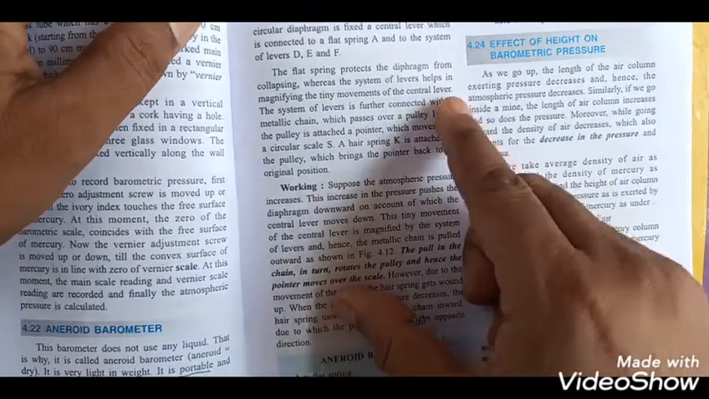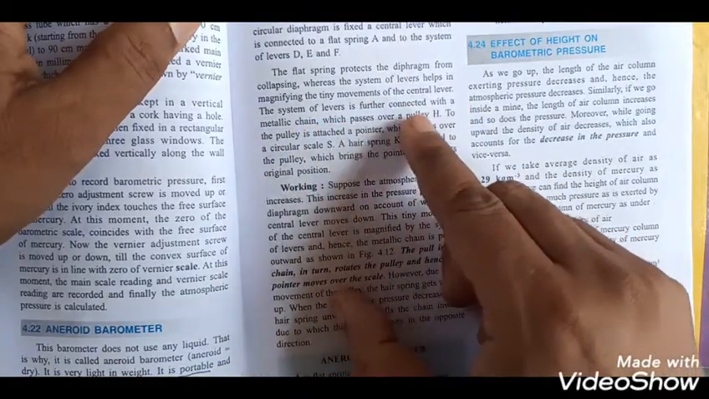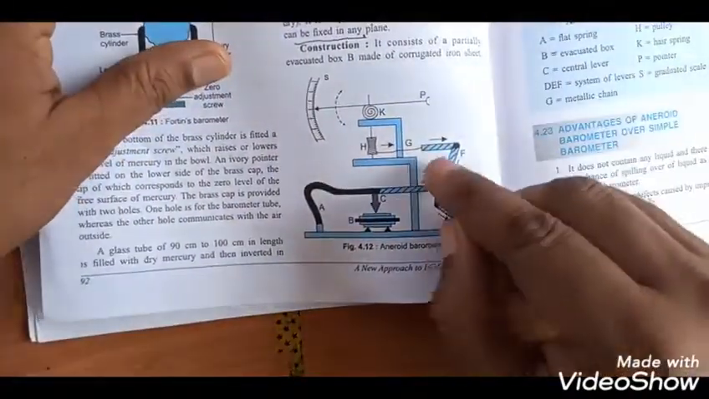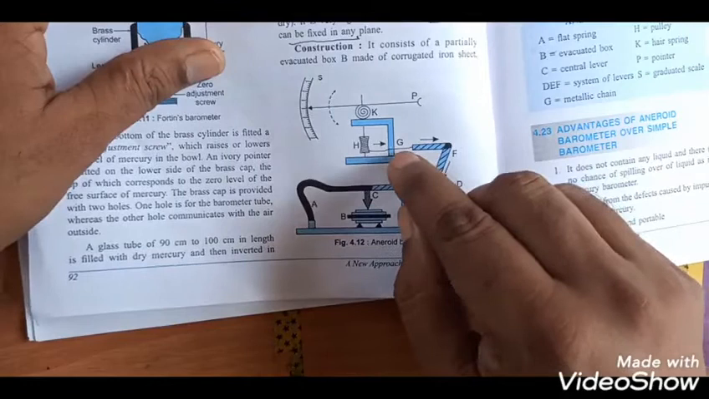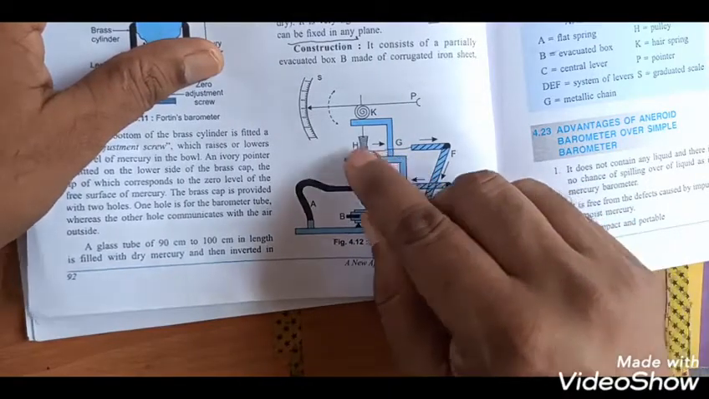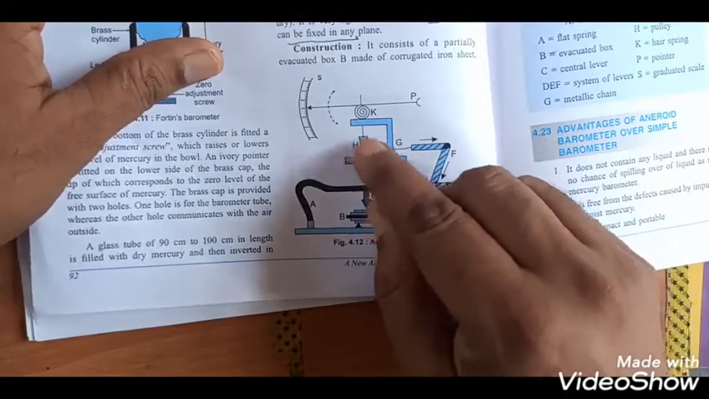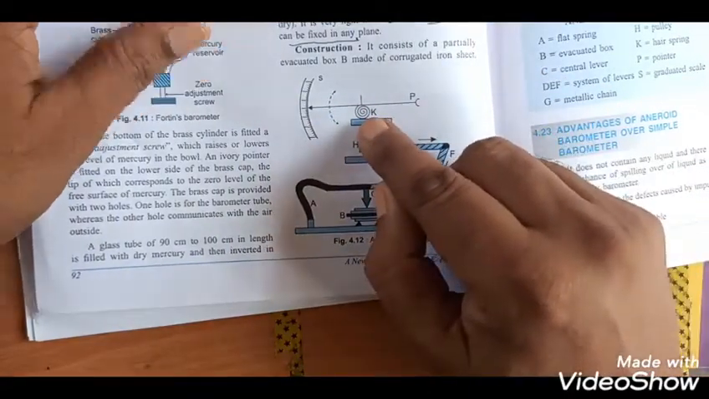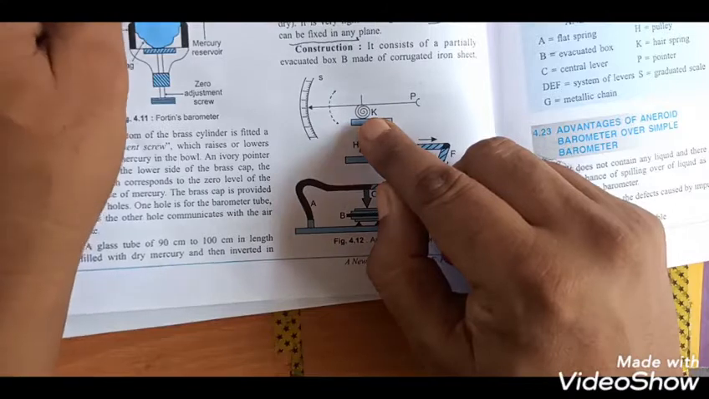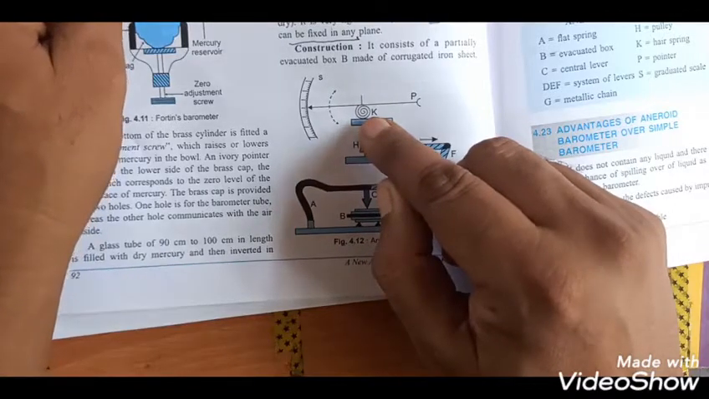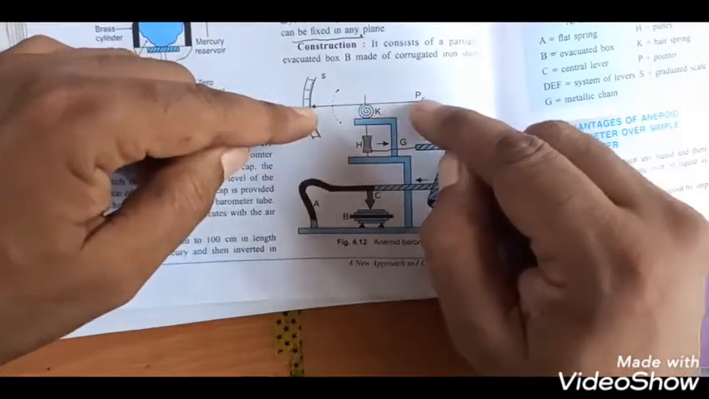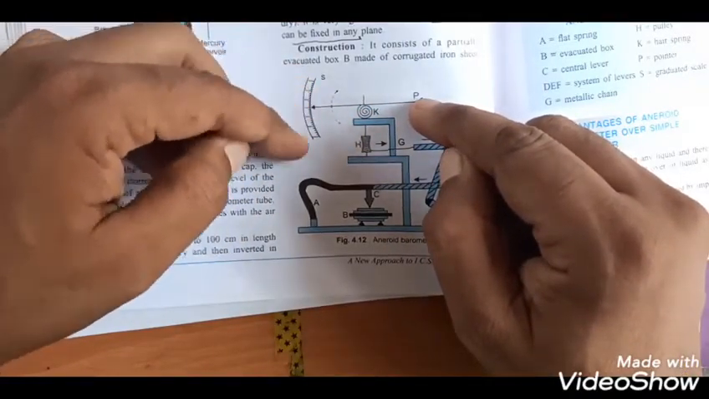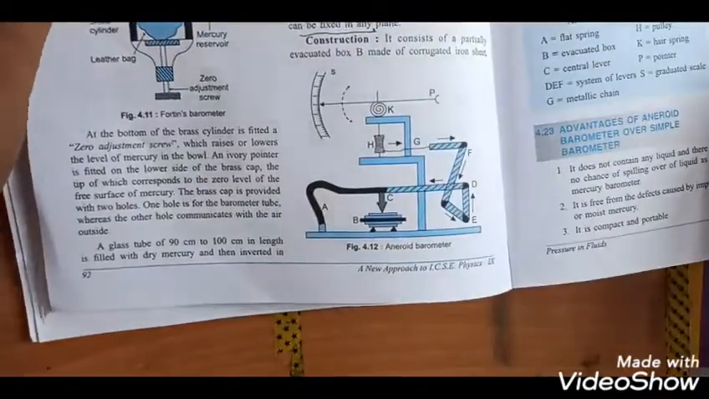the central lever. The system of levers is further connected to a metallic chain and pulley edge. See, the levers are connected with the chain. This is a chain, G, which moves over the pulley edge. This is also a part of the pulley only. Then the pulley is connected with the hairline spring, a very thin spring, K, and then it is connected with this needle. And the needle moves over a scale. So this is the construction.